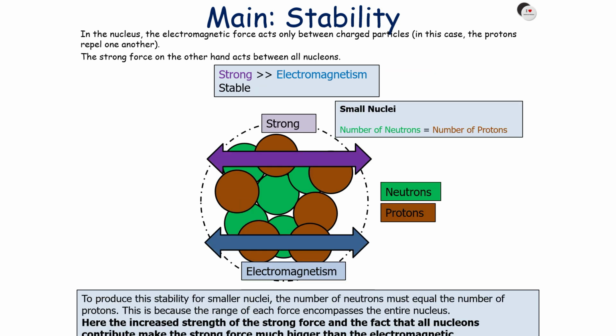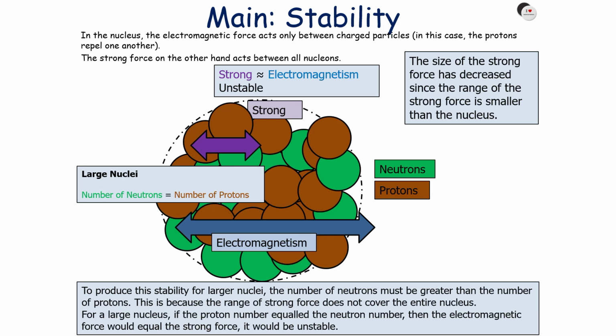Now, for small nuclei, we can get a configuration where the strong interaction is much larger than the electromagnetic interaction when the number of neutrons equals the number of protons. Because you'll notice here that all the nucleons contribute to the strong interaction, and only the protons interact via the electromagnetic interaction. So having the same number of protons and neutrons will give a much larger strong interaction than electromagnetic.